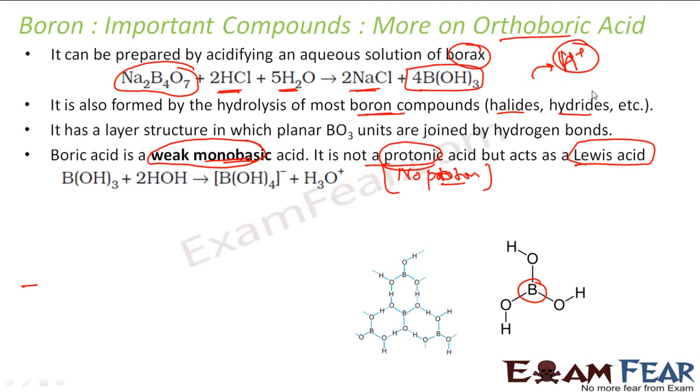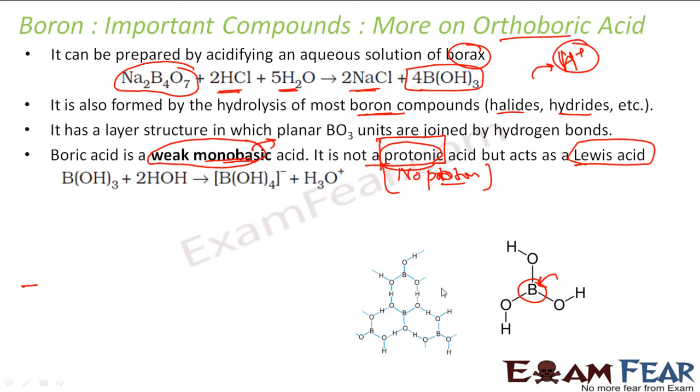But boric acid is not capable of donating H+ ions in aqueous solution, and that's why it is not a protonic acid. Most of the acids we think of are protonic acids because they can donate H+ ions in aqueous solution. But this one is not a protonic acid because it is a weak Lewis acid, and it is an acid because it is electron hungry, correct?